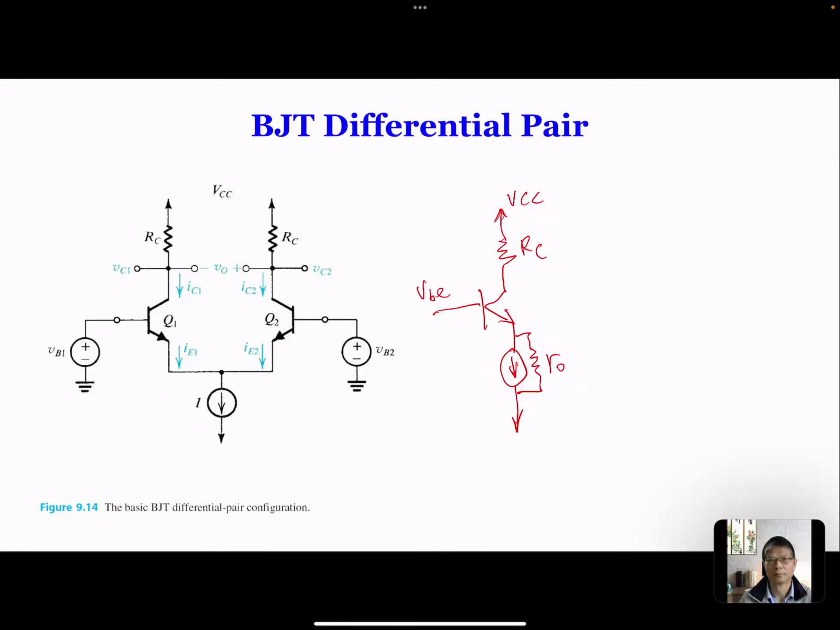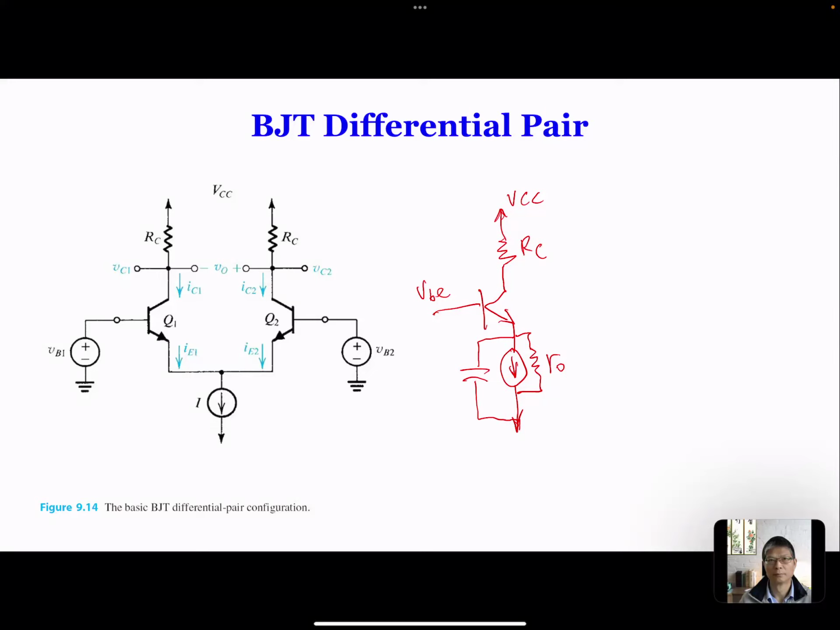Okay. Now, how do you make this a real common emitter amplifier? One of the things you can do is to add a capacitor over here. The capacitor becomes a short circuit for AC high frequency signals. So therefore, this emitter will be connected to ground. Okay, so that becomes a common emitter.